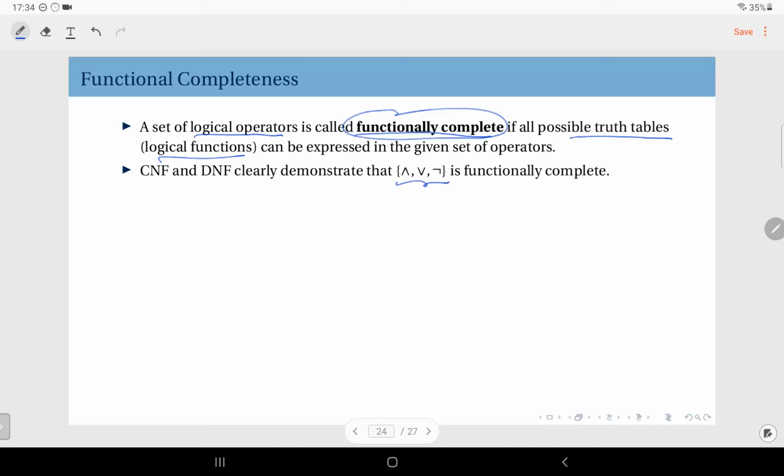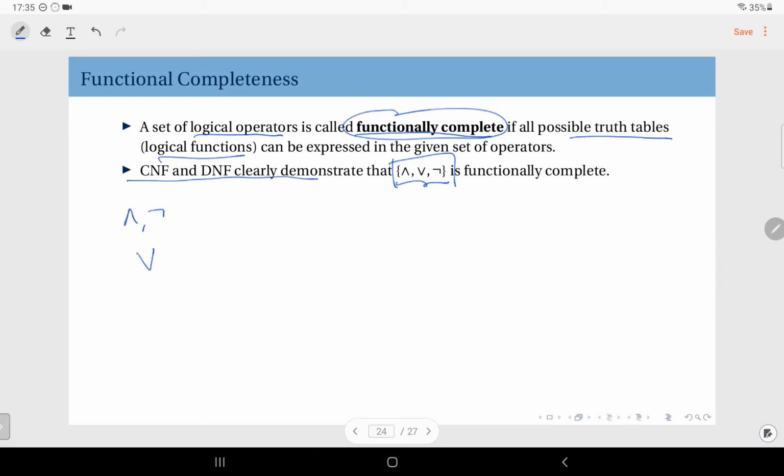Now, our discussion on conjunctive and disjunctive normal forms demonstrates that this set of logical operators is functionally complete, because whichever logical function you can give me, using the procedure we described using min terms and max terms, etc., depending on how many inputs it accepts, I can always find a conjunctive normal form and a disjunctive normal form to represent that function, which means, well, recall the min terms are made up of ANDs and negations, and they are combined using ORs.